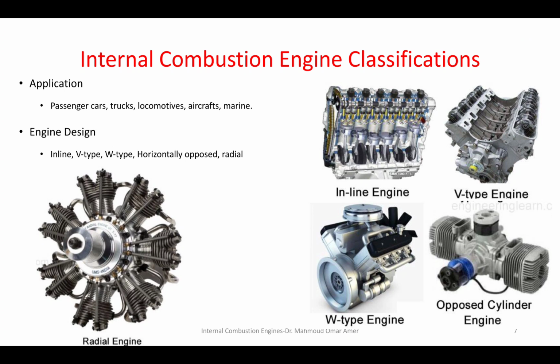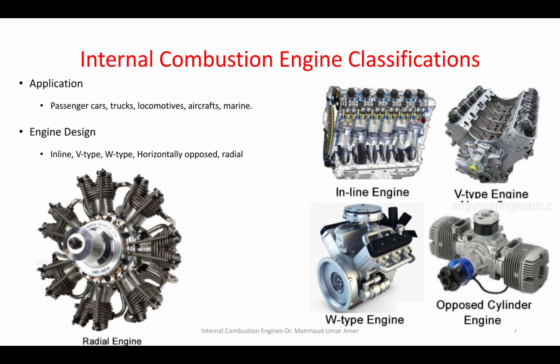What about the radial engine? Radial engine is mainly used in older type airplanes. Okay, you want just a fan, a rotor that is installed in the center to rotate, to generate the thrust. So we arrange the pistons and cylinders around its axis. Okay, there is also the opposed cylinder engine or the horizontal engine. In the opposed cylinder or horizontal engine, instead of the pistons moving up and down, they move left and right.